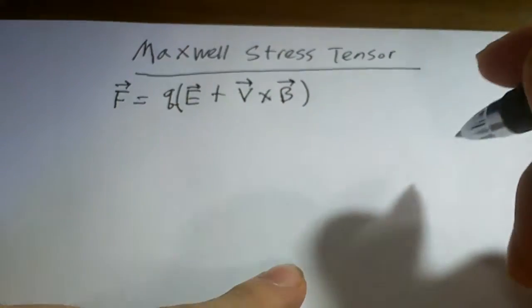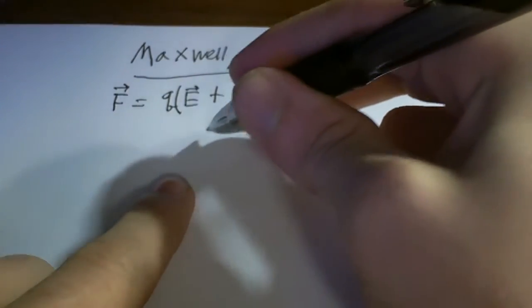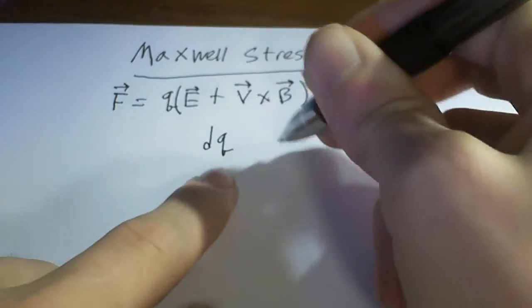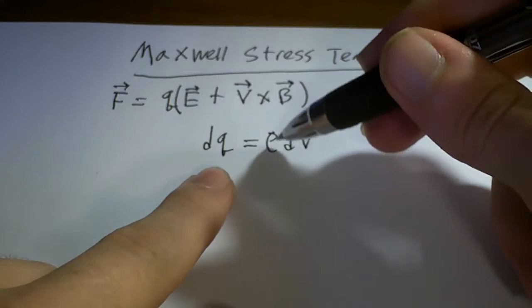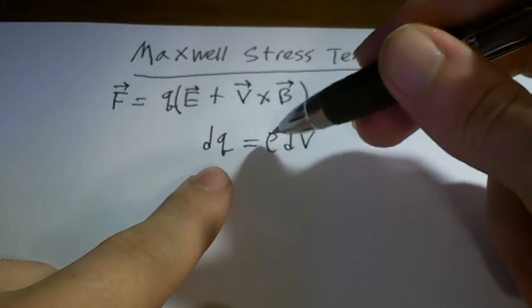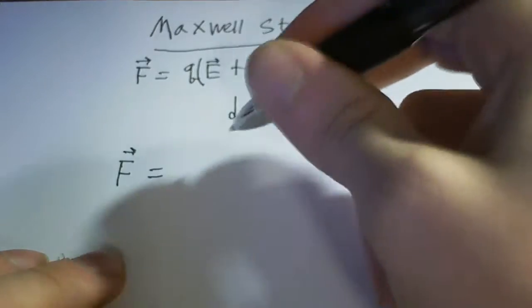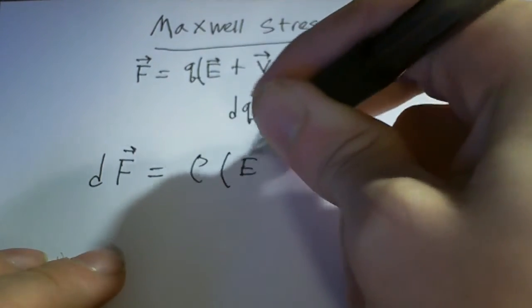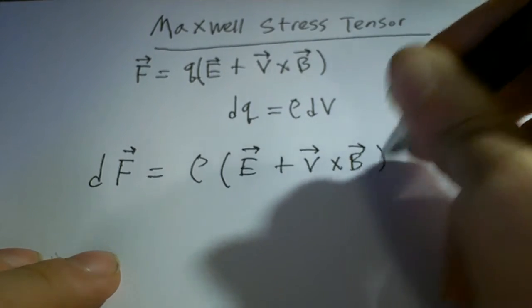Now, say that this was a volume, so we would have some little dq is rho times dv, where rho is the charge or volume charge density. So substituting this in, we would have the force is equal to dF is equal to rho times electric field plus v cross B, dV.